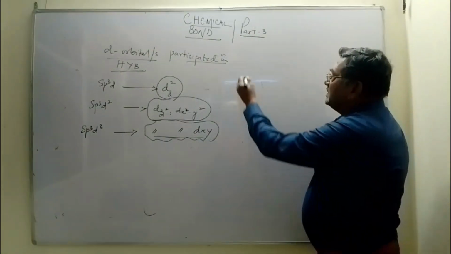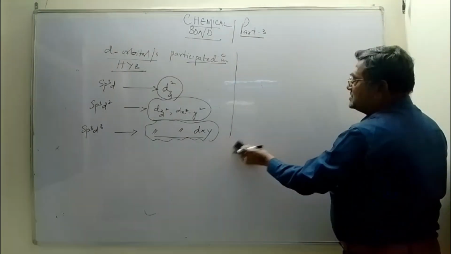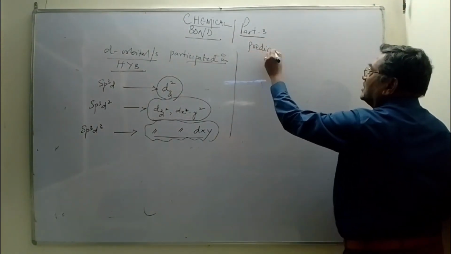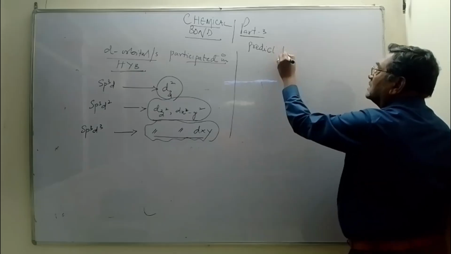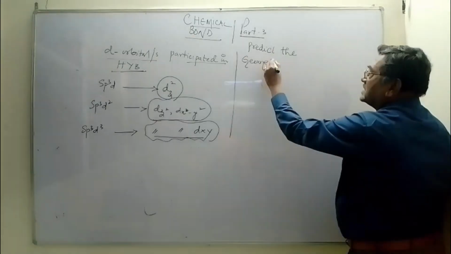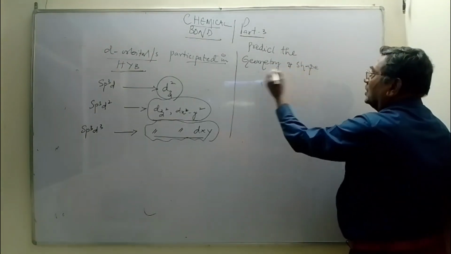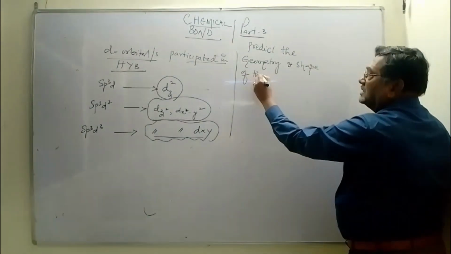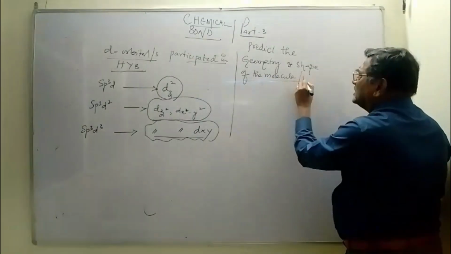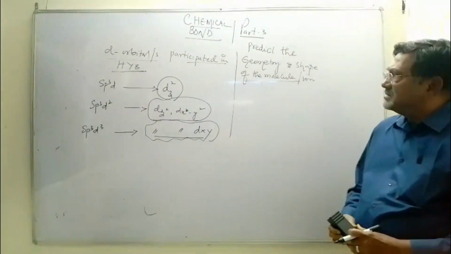I'll write down a simple question. Suppose the question is: predict the geometry as well as the shape of the molecule, or you can say species or ion, here.